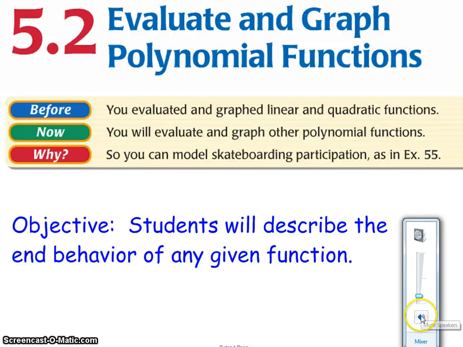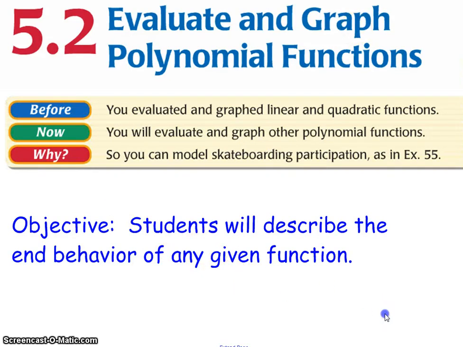Okay guys, today we're going to talk about the end behavior of the functions we talked about yesterday. So take out your notes for 5.2. And again, objective: students will describe the end behavior of any given function.